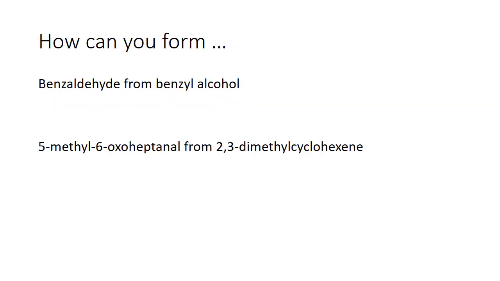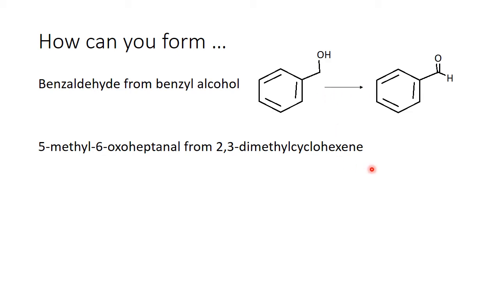So how can you form benzaldehyde from benzyl alcohol? Well, the first thing you're going to have to do is write down what is benzaldehyde and what is benzyl alcohol. These are the two compounds. So you're taking benzyl alcohol and transforming it to benzaldehyde. To do that, you're going to have to use a gentle oxidizing agent, PCC.